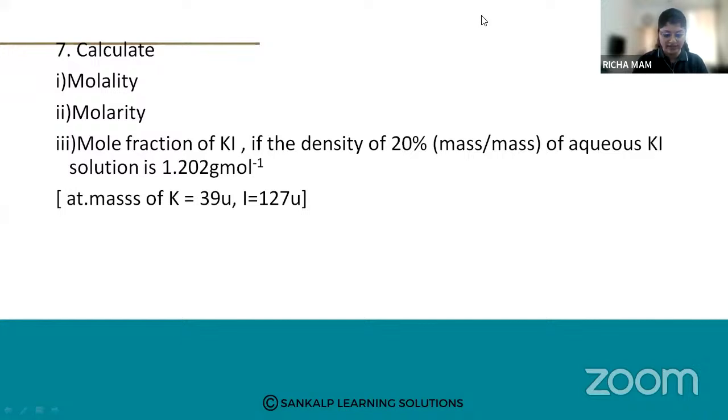Just read the things whatever have been told. And for tomorrow, I'm going to start with the next chapter, that is haloalkanes and haloarenes. So please read the introduction parts. You need to know what haloalkanes are and what haloarenes are. So just read the basic things.